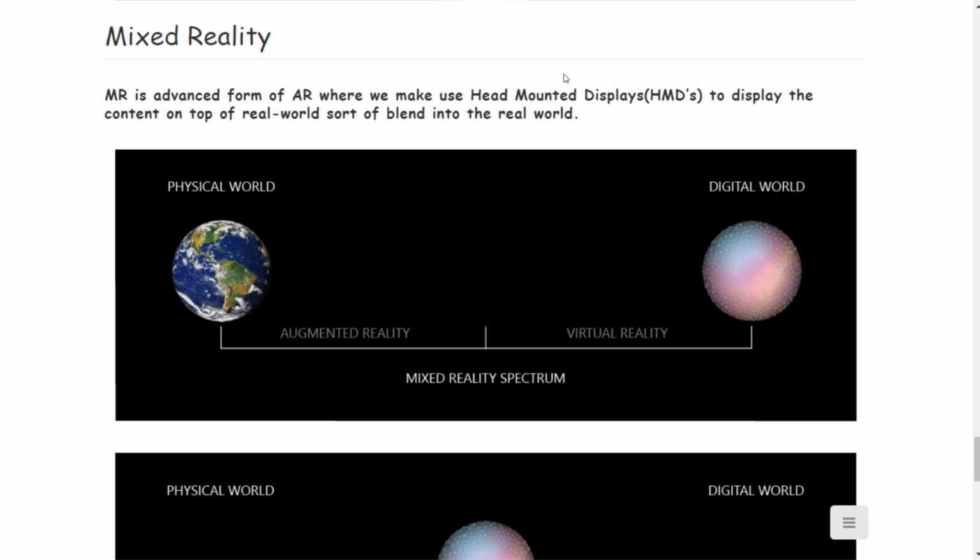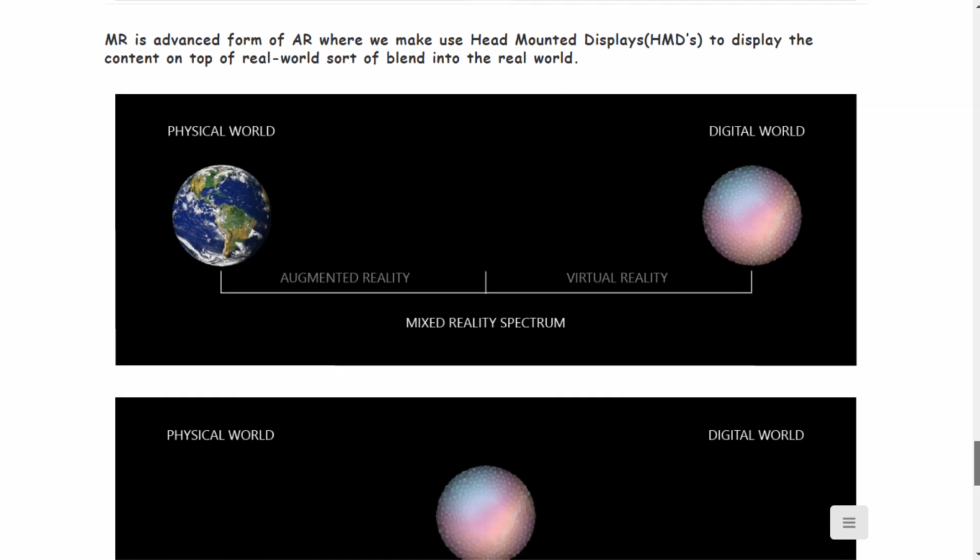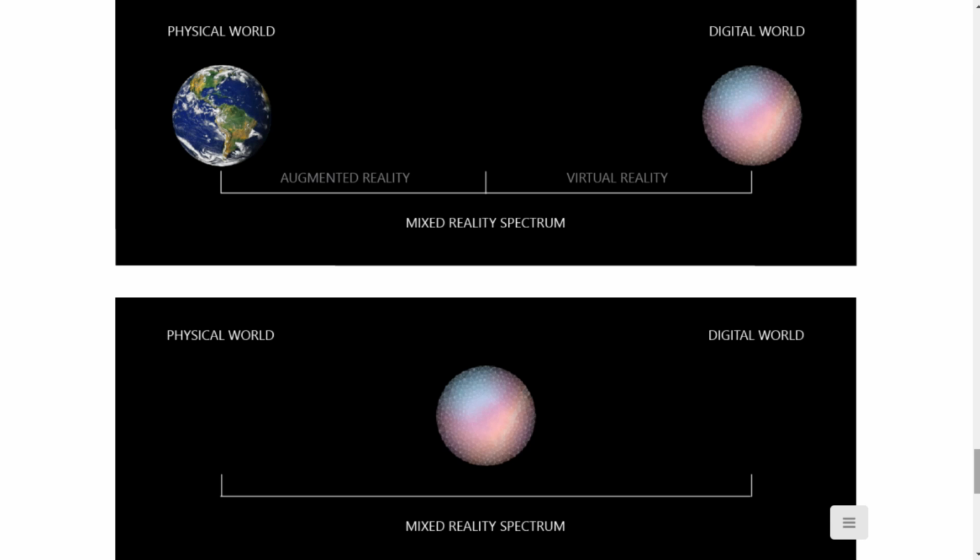Why? There's something called the mixed reality continuum, or mixed reality spectrum. What does that mean? It means the merge of augmented reality and virtual reality, or the real world and the virtual or digital world. We combine them. You can go virtual and real at the same time with mixed reality.